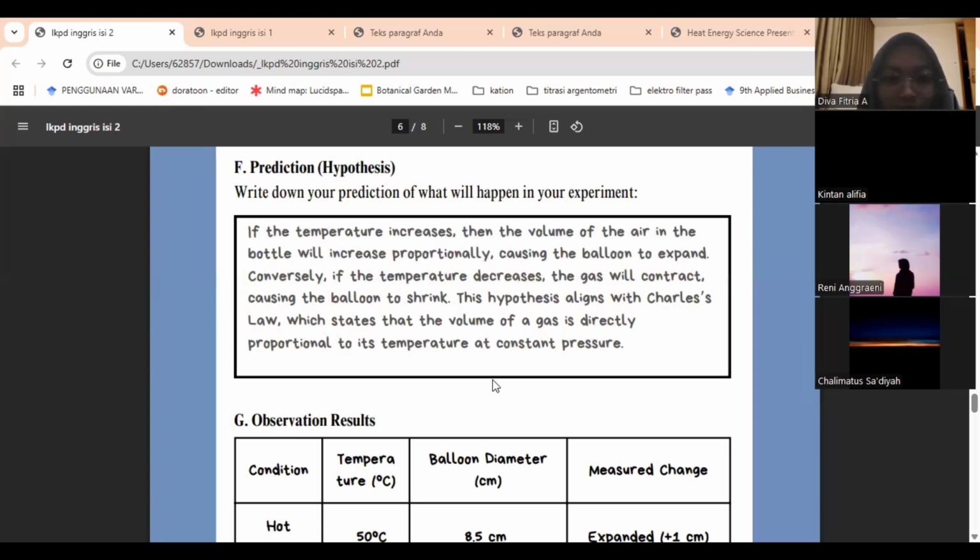Okay, group one. Okay, Miss, I'm sorry. I cannot open my camera. This is the problem. Sorry, Miss. It's okay. Okay, from group one. We from group one would like to present our result. Okay.